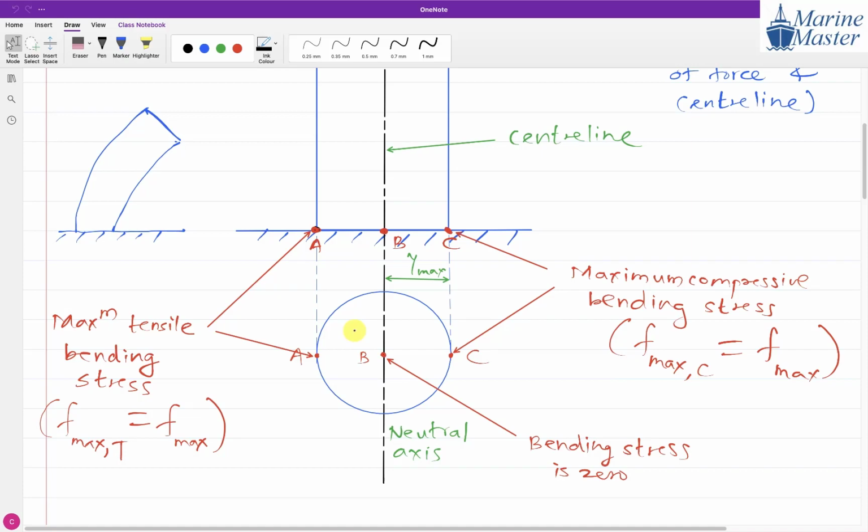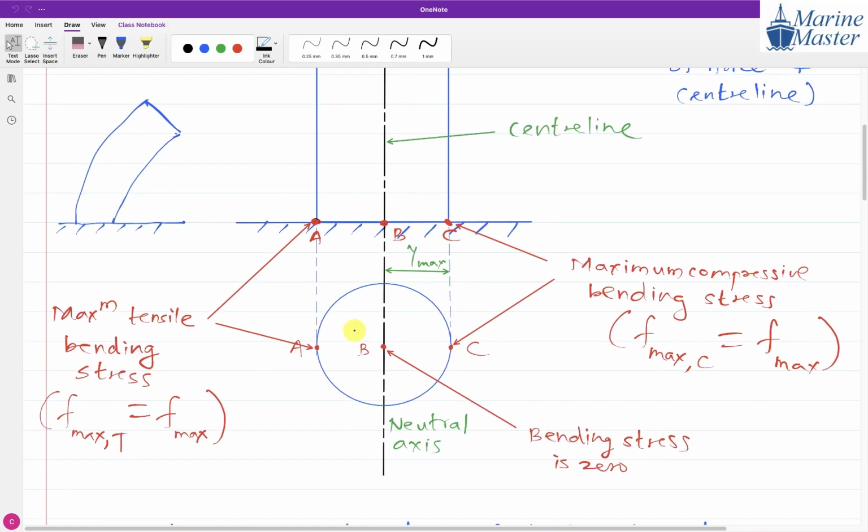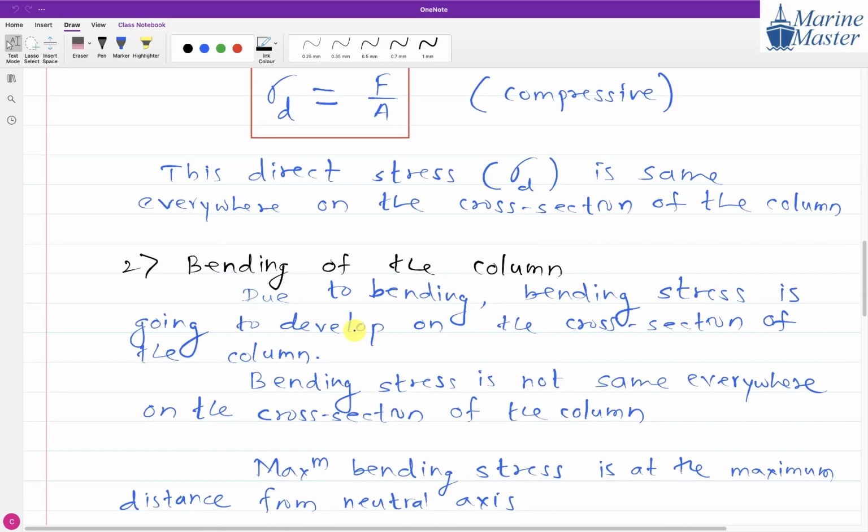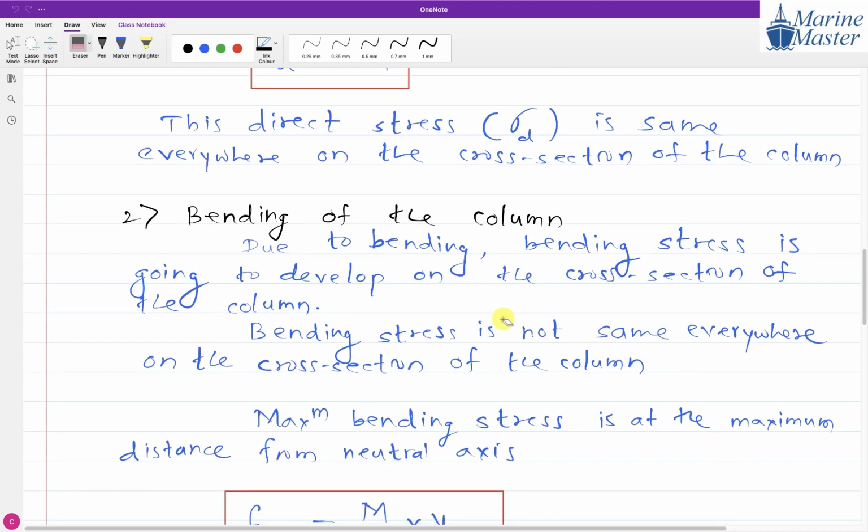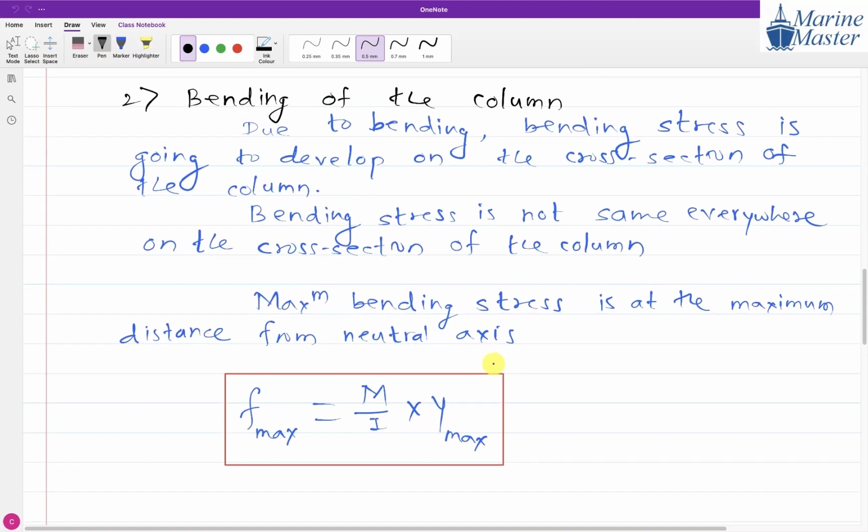They are mirror images of each other. Now, because of this bending, what is going to happen? Due to bending, stress is going to develop on the cross section of the column. Bending stress is not the same everywhere on the cross section of the column. Maximum bending stress is at the maximum distance from the neutral axis.